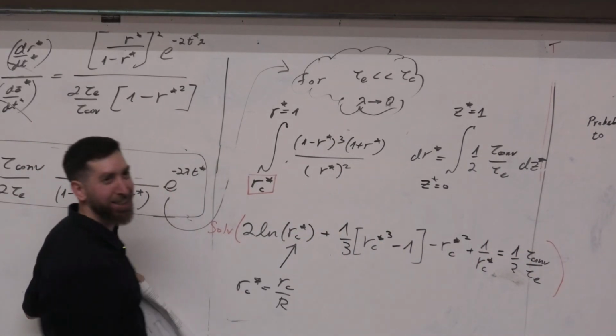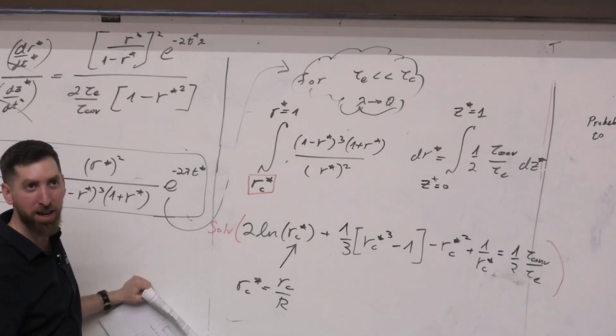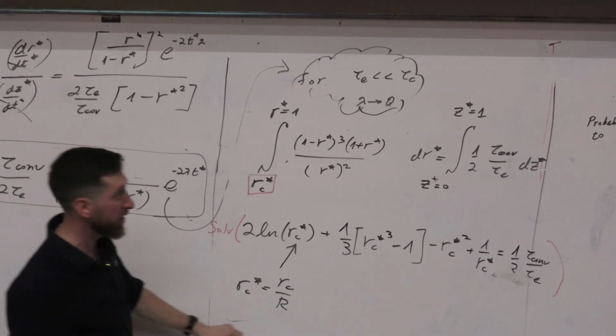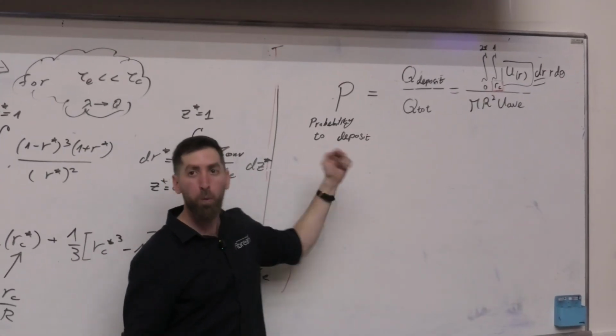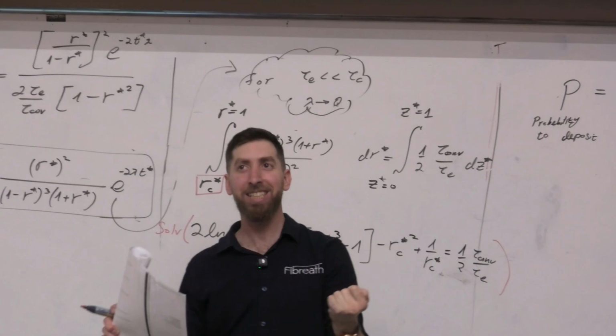And it's gonna find RC, solve for RC. So you can do it with MATLAB or any other program that you would like. And then I'm gonna find RC. I can plot it here, and then I can calculate what's gonna be the probability of a particle to deposit in that cylinder. Is that clear?